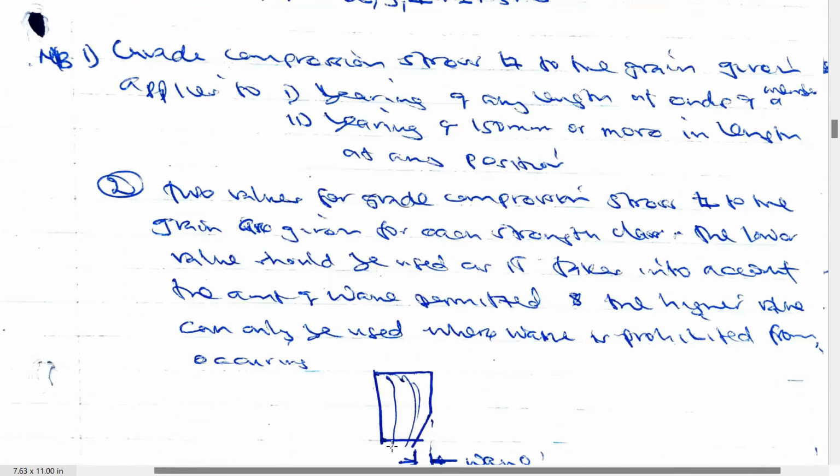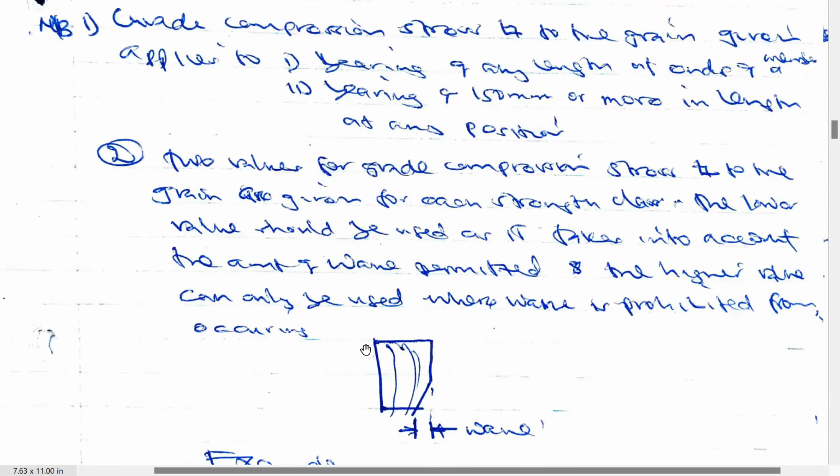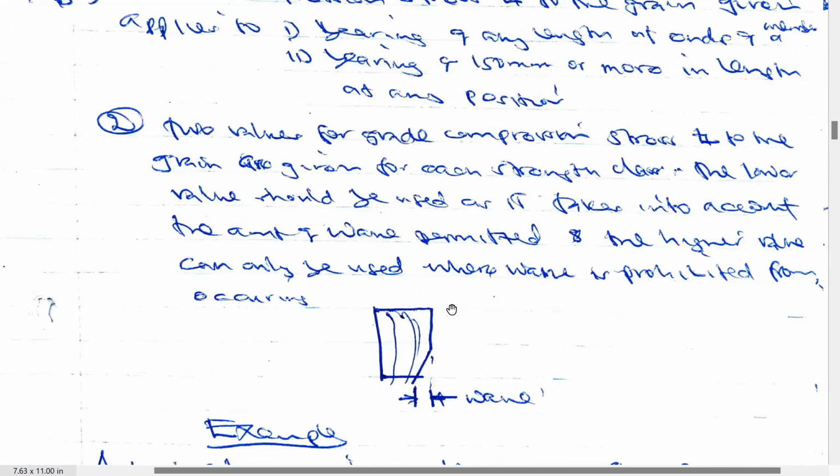This is what we call wane. Remember, this is a rectangular section, but because of some defect, this part is missing, so it's not completely rectangular. Now, when you go to compression stress perpendicular to the grain in the table, they give you two values, a smaller value and a higher value. Unless you are told wane is prevented from occurring, just use the small value. Using the small value assumes you don't know if the wane is occurring or not, so if it is occurring, you have taken a small value which takes into account the amount of wane permitted.